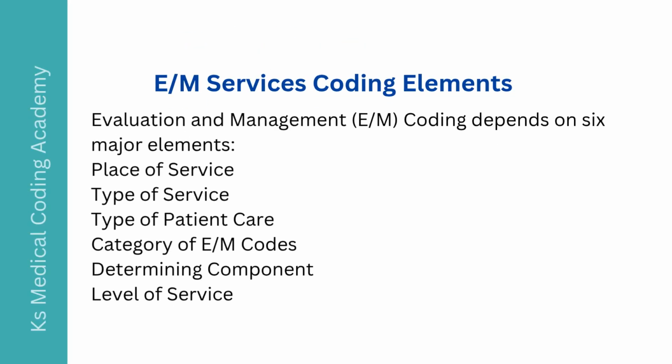Before assigning any evaluation and management CPT code, we must understand the 6 major coding elements. These elements guide coders in selecting the correct E/M category and the appropriate code level. The 6 elements include the place where the service was provided, the type of service, the type of patient care, the category of E/M codes, the determining components such as medical decision-making or time, and finally the level of service. In the next few slides, we will study each of these elements individually.